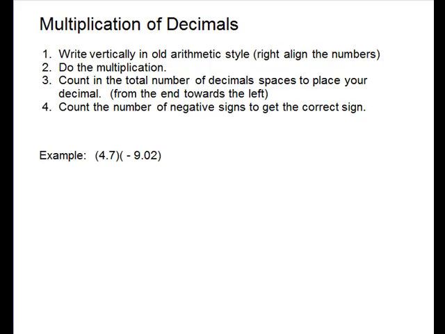Let's look at an example. 4.7 times negative 9.02. And remember, parentheses side by side with nothing in between means to do a multiplication. It doesn't have to have any words there. So we're going to write it vertically. You should put the longest number on top. So we want 9.02 times, and we're going to line the other to the right hand edge. 4.7. We'll do regular old multiplication.